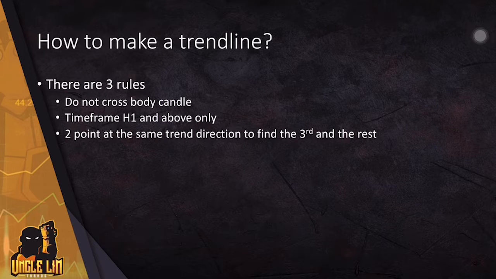Okay, Uncle will show you how. The theory is, if let's say this is the body of the candle, do not do like this. This is wrong. It needs to be like this. Okay, Uncle will draw it back. Okay, this one is wrong. It broke the candle's body. This one is right.